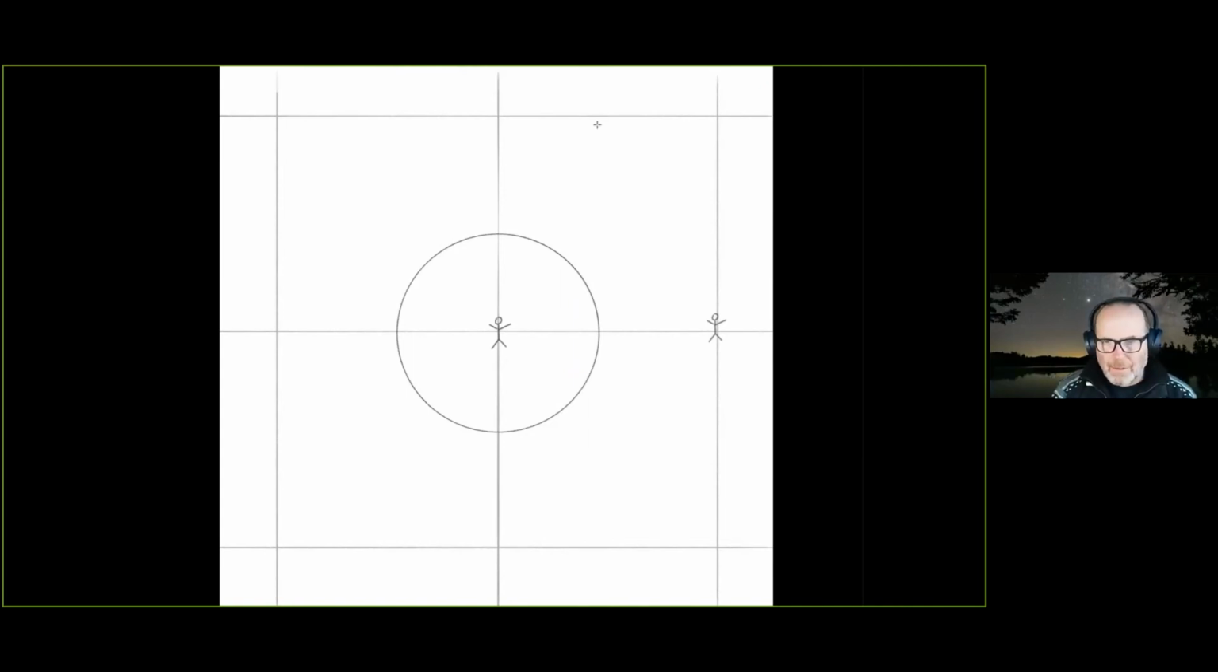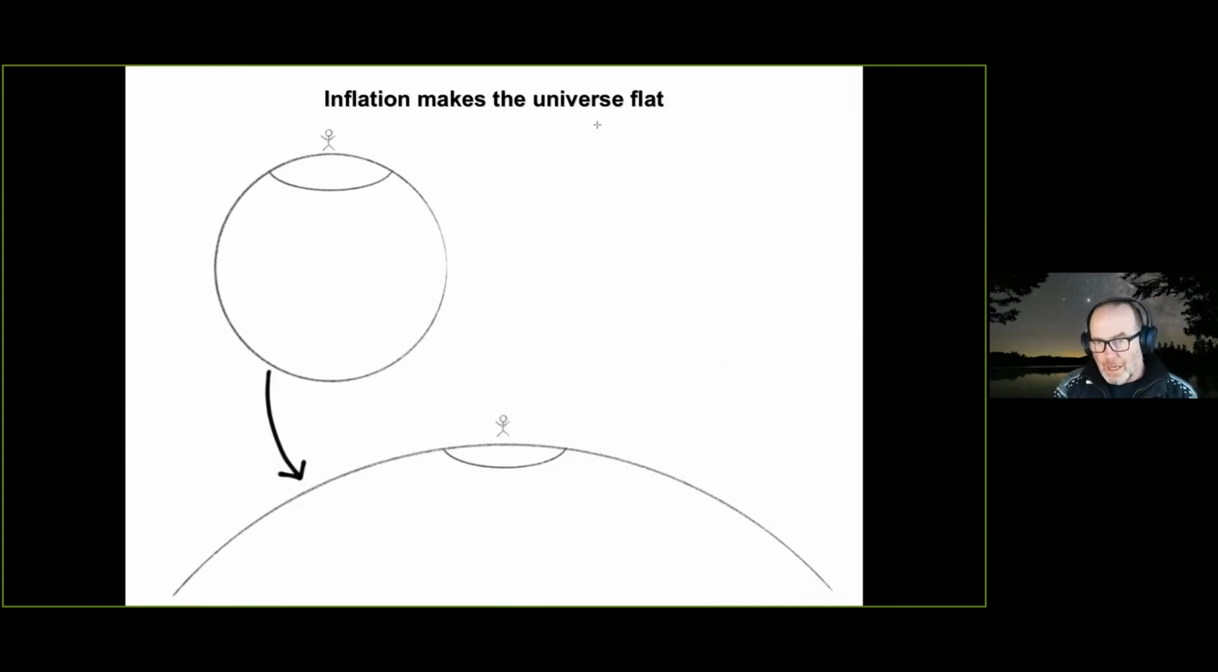disconnected scale. You get something else for free there, which is that it also explains why the spatial geometry of the universe is so close to flat. We observe that the spatial geometry is flat. It's neither positively nor negatively curved to about a fraction of a percent.